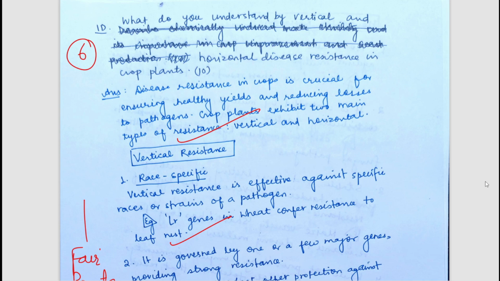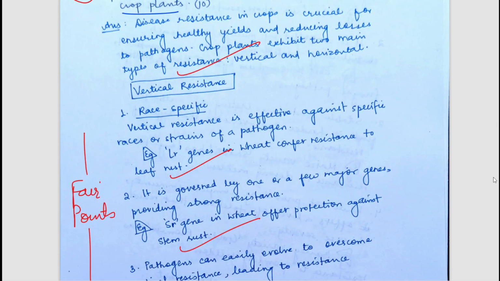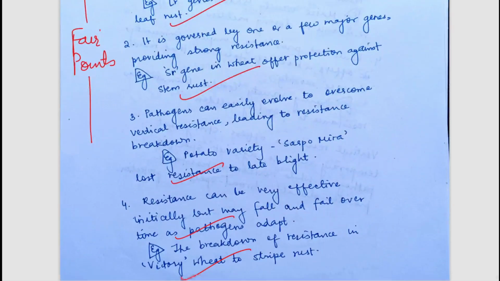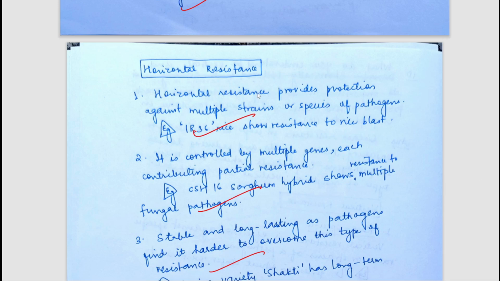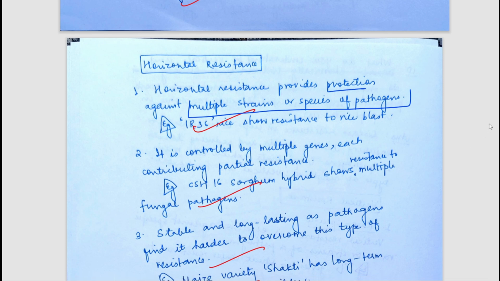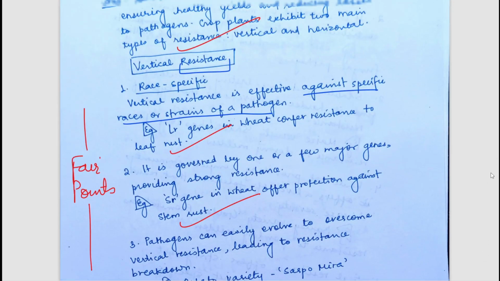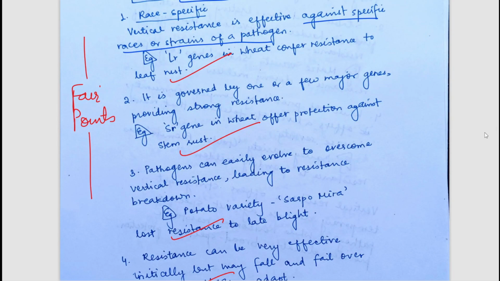The next question is, what do you understand by vertical and horizontal disease resistance in crop plants? So what is vertical resistance? It is effective against specific races or strains of a pathogen. In vertical resistance, the plant is able to resist a specific race of pathogen. But horizontal resistance provides protection against multiple strains of pathogens. So this is the basic point you should know.